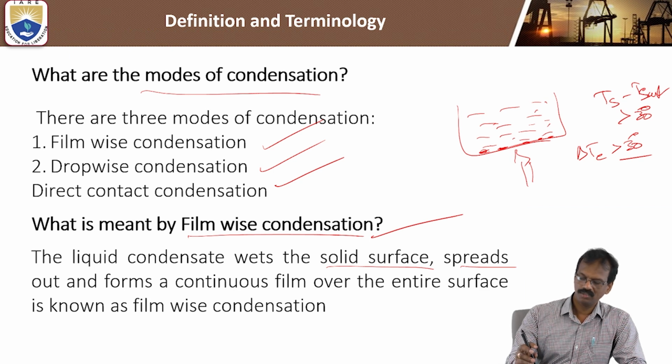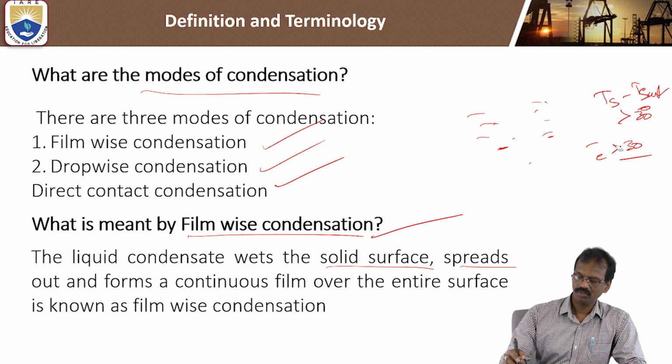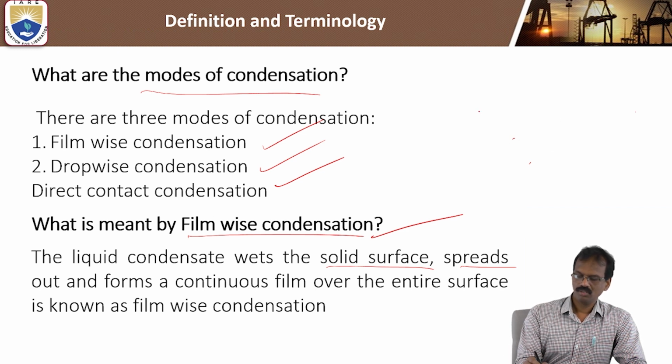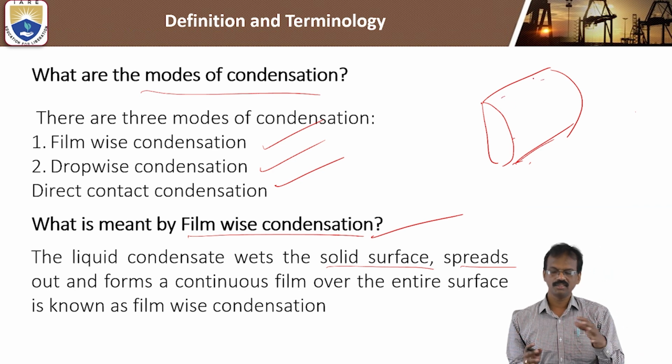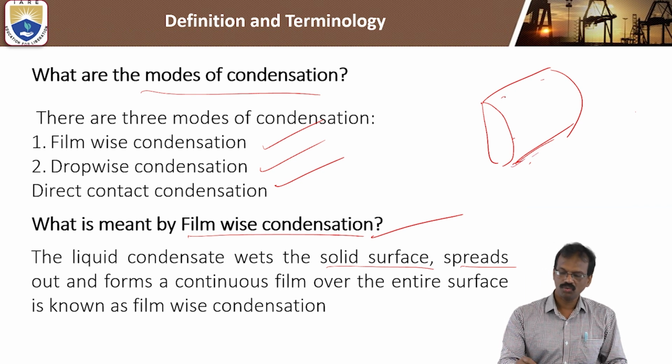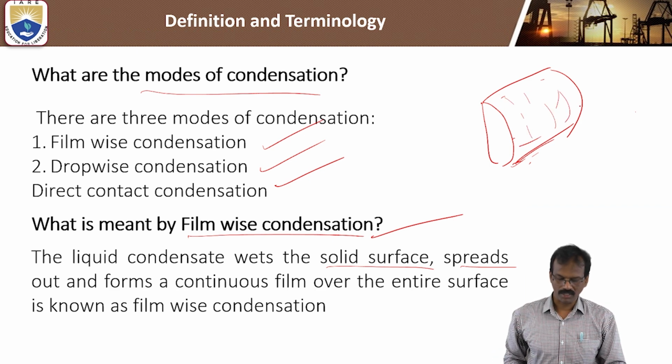Sorry, this is the film wise boiling. Sorry for this one. So in condensation, similar to this one also, this one is just like a solid surface. In this condensation, the water is formed on the surface and blankets it. That means the film of water covers the total surface. So that is called film phase condensation.